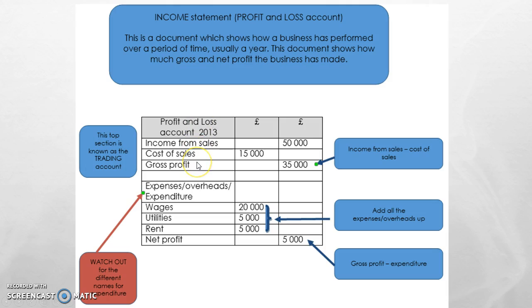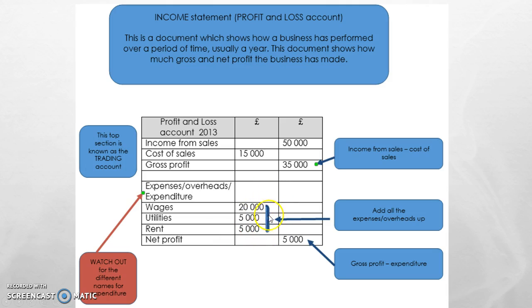So the top half is sometimes known as the trading account, and it allows us to work out gross profit. So what was the revenue or income from sales? In this example, it was 50,000. What was the cost of sales? So those variable costs, or how much it cost to produce the products. In this case, 15,000. So what are you left with? So this money coming in, this money going out, that leaves you with £35,000 here. Okay, so this is known as your gross profit. So you need to be able to work out gross profit, income from sales, cost of sales. That will give you your gross profit.